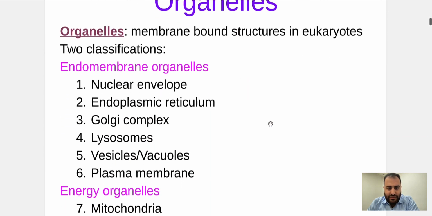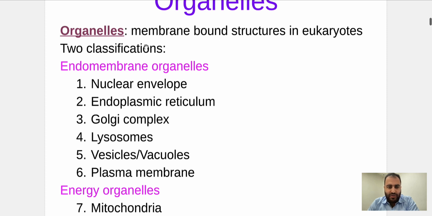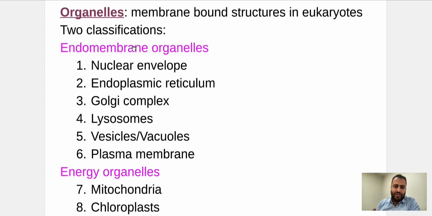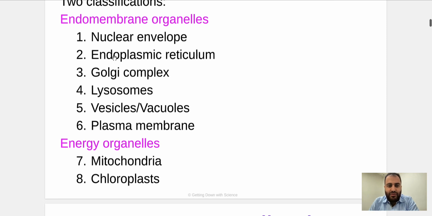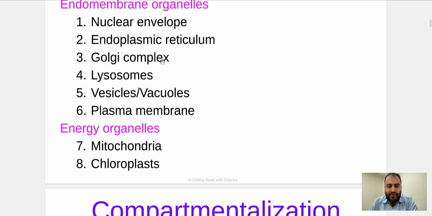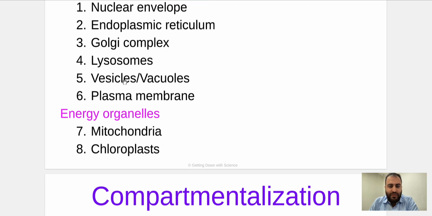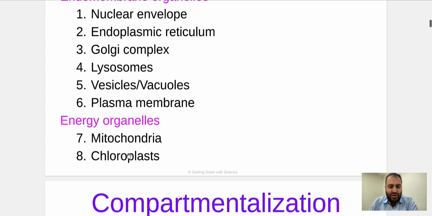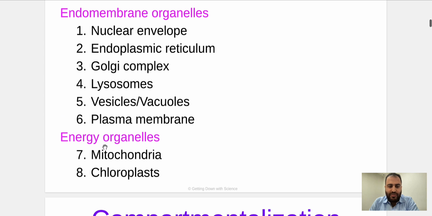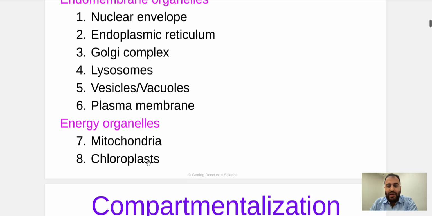To start with the organelles, the membrane-bound organelles, which are found in eukaryotic cells, are classified based on their shape and based on their function as well. Starting with the nucleus or the nuclear envelope, endoplasmic reticulum, which we have two types, rough and smooth, Golgi complex or Golgi apparatus, lysosomes, vesicles and vacuoles, and the plasma membrane, and the energy organelles, mitochondria and chloroplast. Why do we call them energy organelles? Because simply those are the organelles responsible for generating the cell's energy in both animals and plants, knowing that chloroplasts are only present in plant cells.